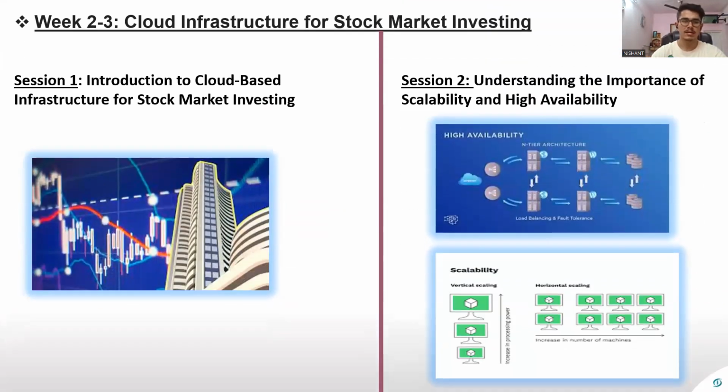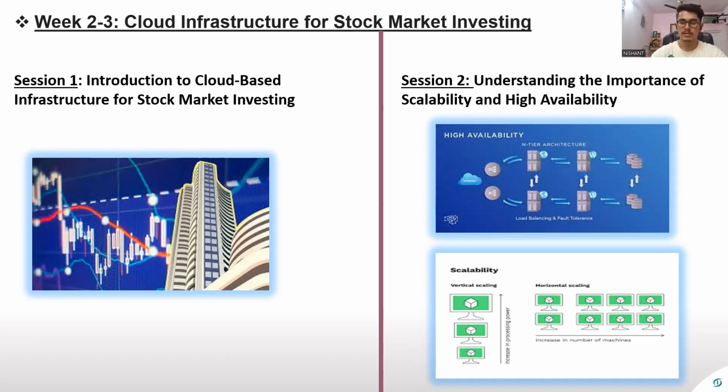So the second and the third week of the second month includes introduction to cloud-based infrastructure for stock market investing. And the second session is understanding the importance of scalability and high availability. So high availability means multiple architectures are combined together and they are available to the user. And it also enables load balancing and fault tolerance along with it.